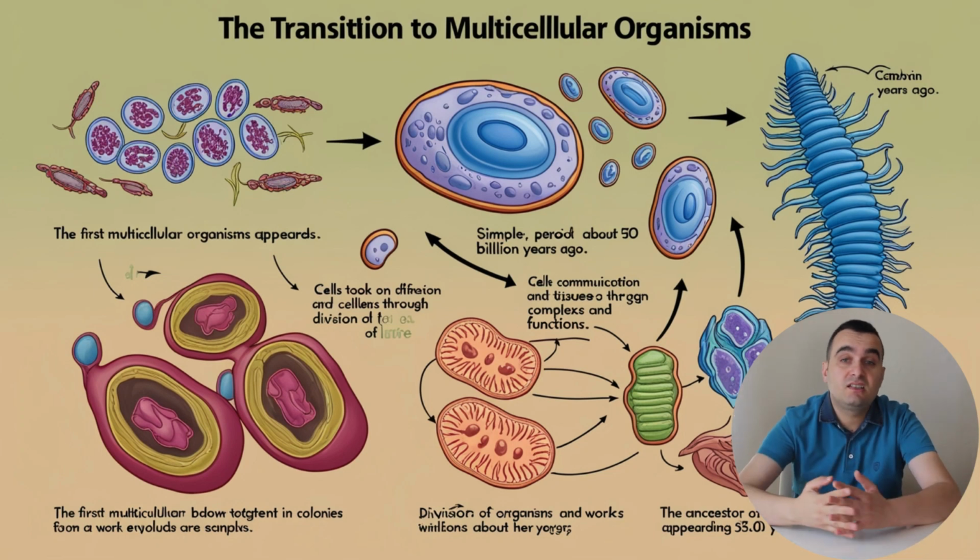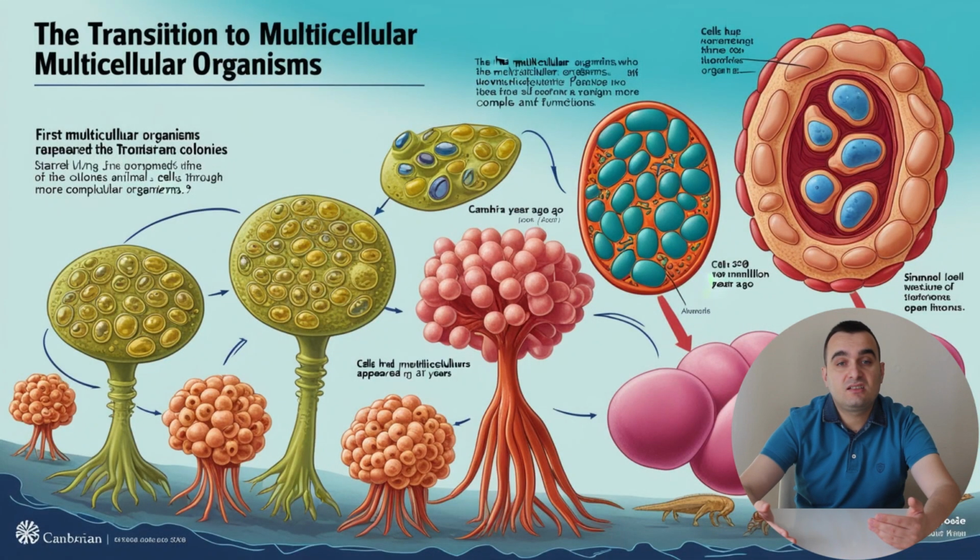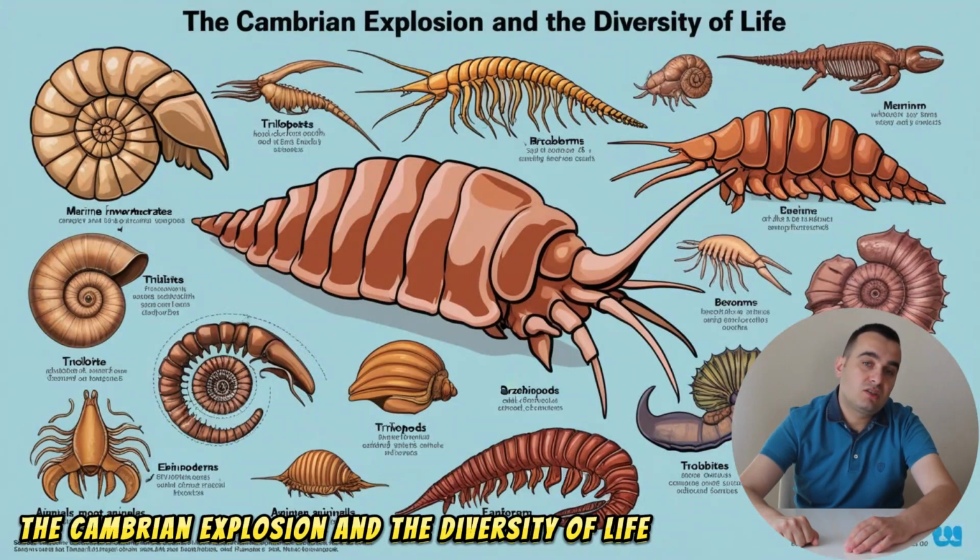Around 540 million years ago, during the period known as the Cambrian Explosion, there was a significant increase in animal diversity. The Cambrian Explosion represents the emergence of diverse and complex life forms, with the ancestors of most modern animals appearing during this period. The Cambrian Explosion represents a period of rapid evolution of biological diversity and ecosystems. The Cambrian Explosion and the diversity of life.